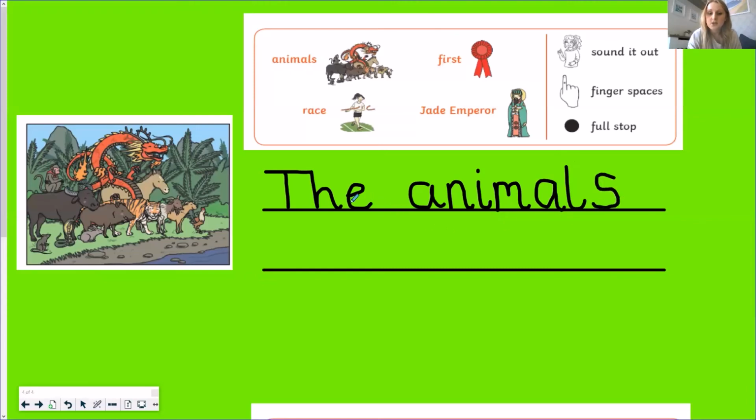Finger space. The animals had. We can sound this one out. A. D. Finger space. The animals had a. What was the last word? Race. That could be tricky. We could use our phonics, or we could use it off the word bank at the top here. Finger space, race.